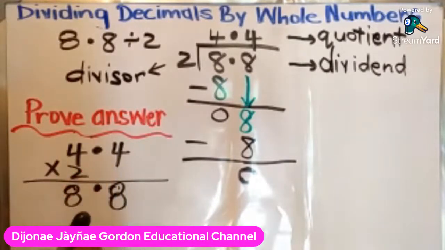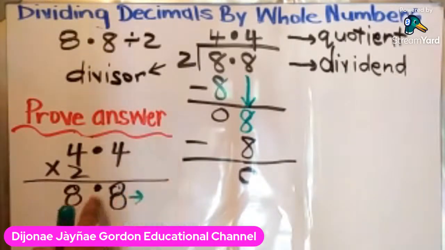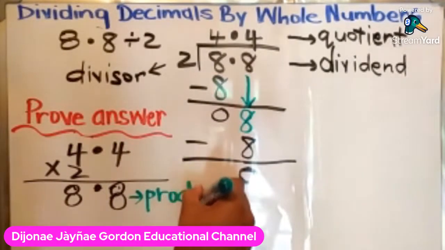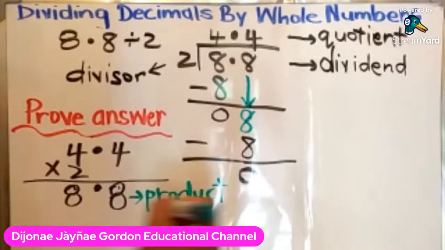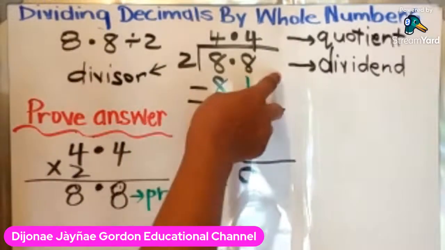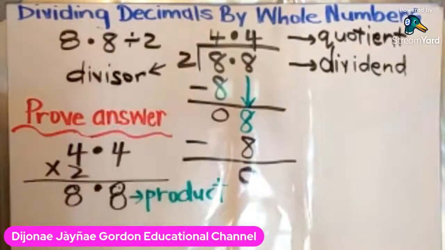All right. So in this multiplication problem, the product is 8.8. All right. So if your product is 8.8 and your dividend is 8.8, that is telling us that our quotient 4.4 is correct.